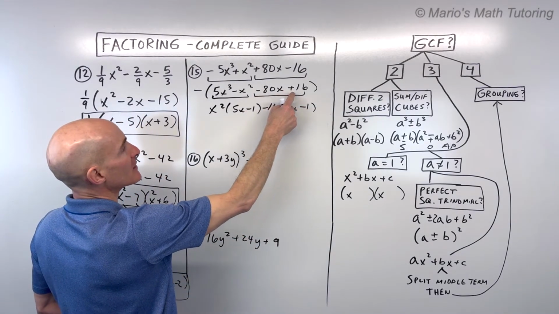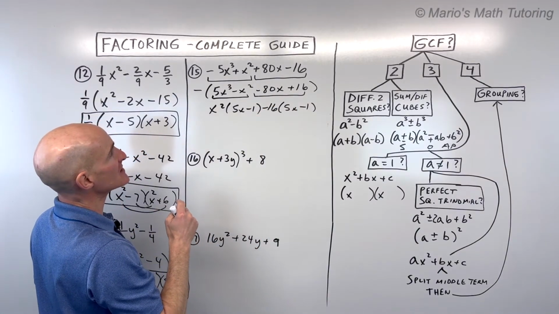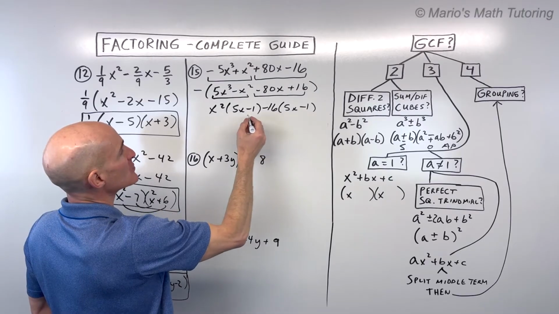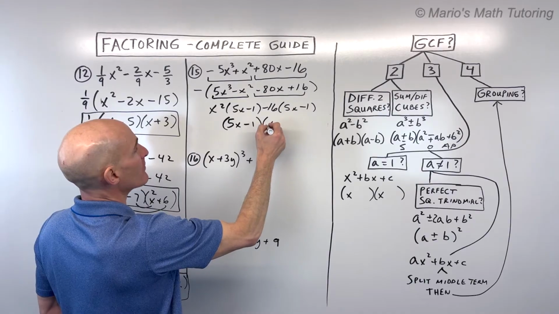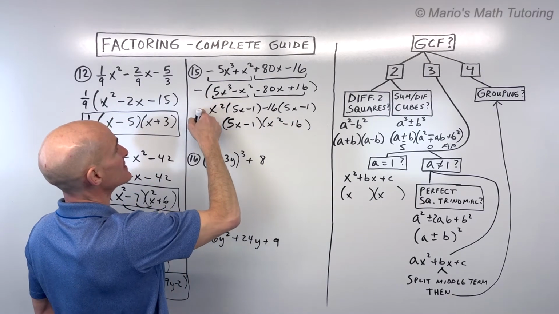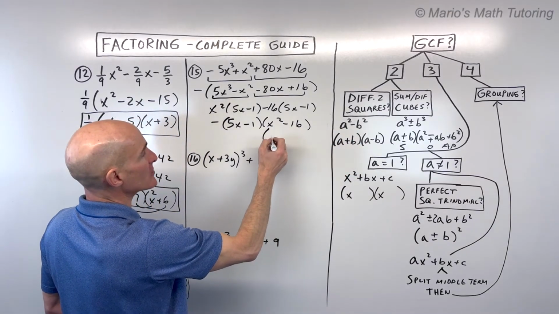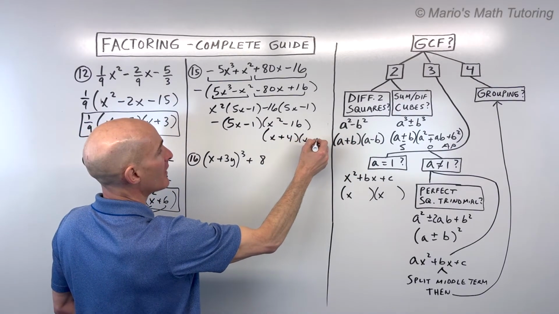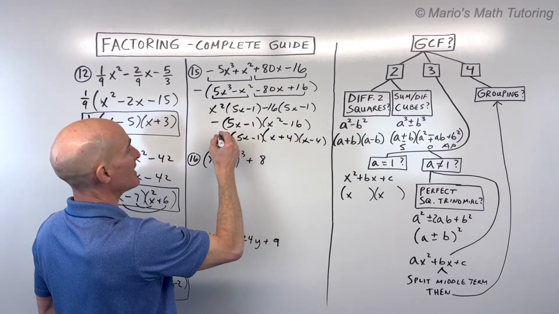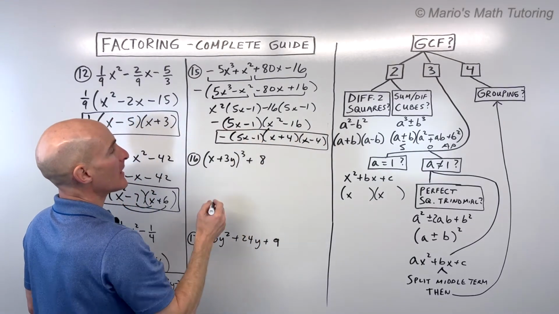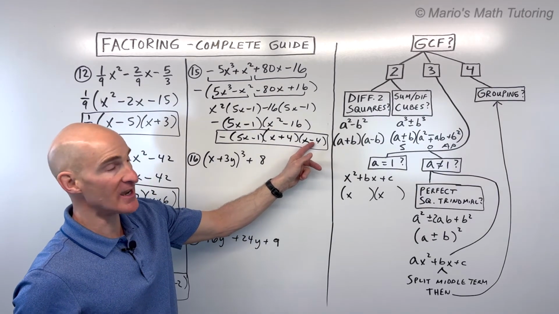Remember, when you factor out a negative, these signs are going to flip, right? Because a negative times a negative gives you back that positive 16. Now I have a 5x minus 1 in common. I can factor that out, and I'm left with x squared minus 16. Don't forget this negative here. And then this is a difference of 2 squares. Remember our sum and difference pattern. So we can factor that: x plus 4, x minus 4, bring down the 5x minus 1 and this negative sign, and that's fully factored. Again, remember, square root of x squared is x, square root of 16 is 4, one's positive, one's negative.